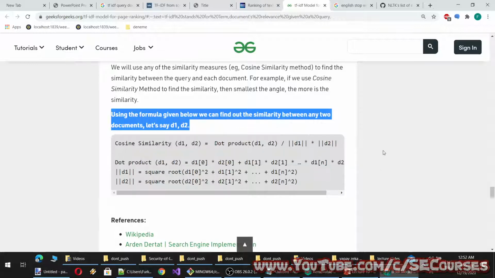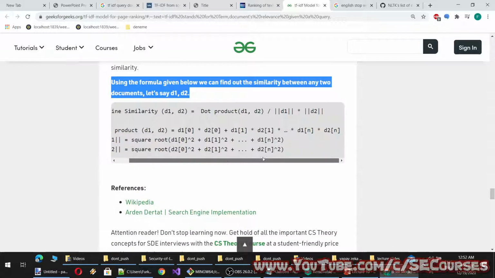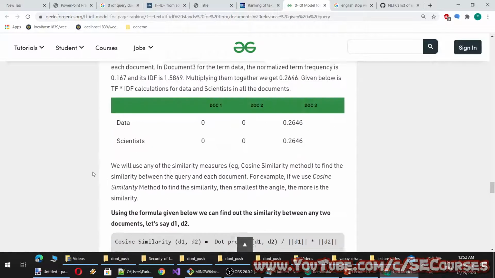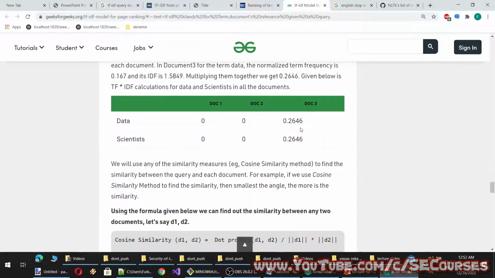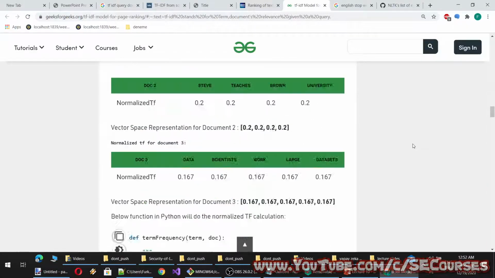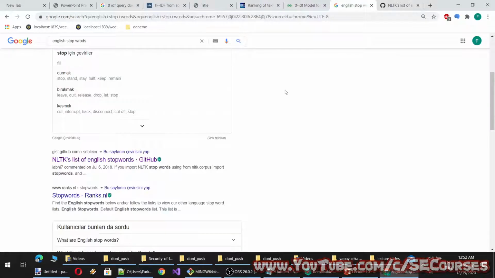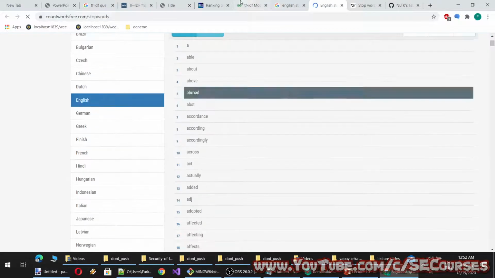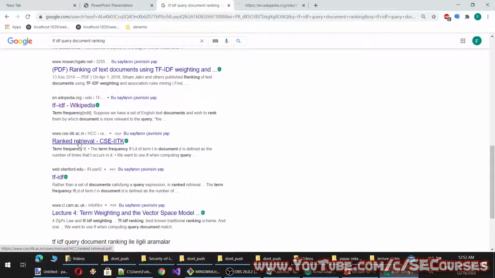Using the formula given below we can find out the similarity between any two documents, let's say D1 and D2. If you consider the query as another document, it would be most related to document 3, then document 1 and document 2 will be the same. The given sentences were too simple for this example. However, you should understand the idea.